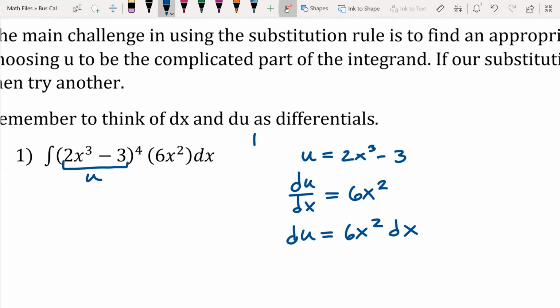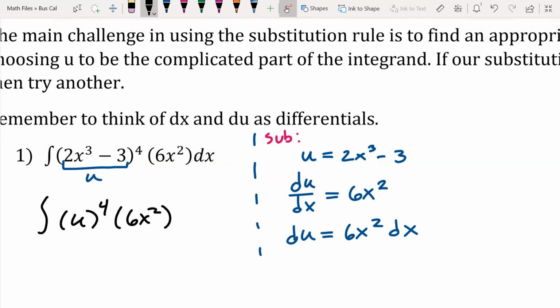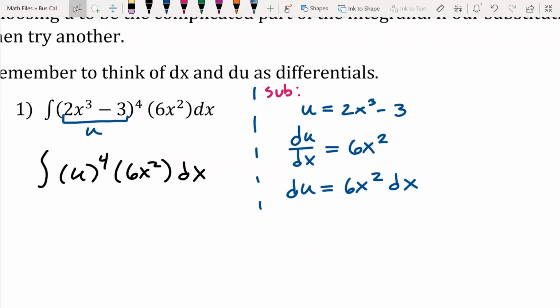Okay, so this is taking care of the substitution part. This is the sub. Now what's happening on the left side, let me show you. So for now, we have the integral of u to the 4th times 6x squared dx. And now we need to make one more substitution to get rid of the 6x squared dx.